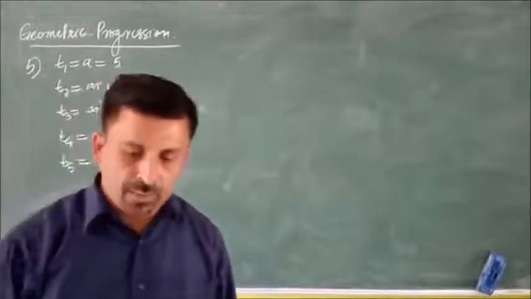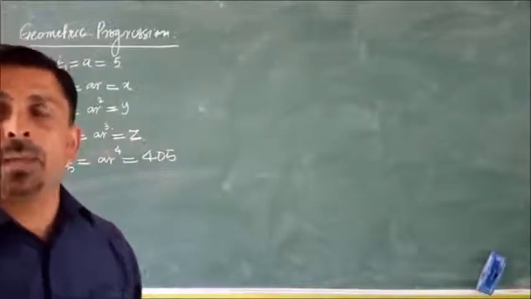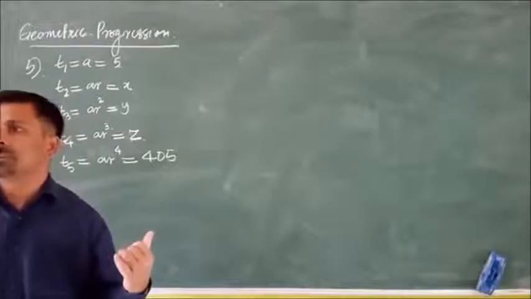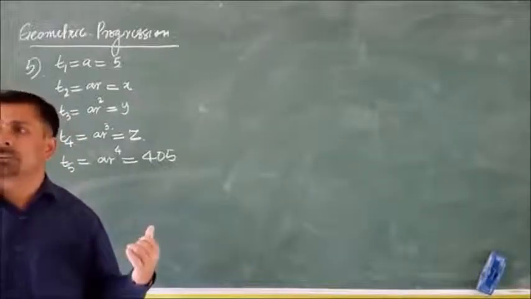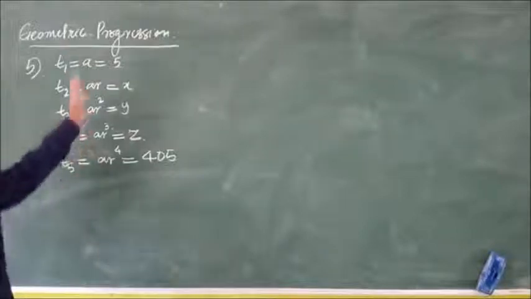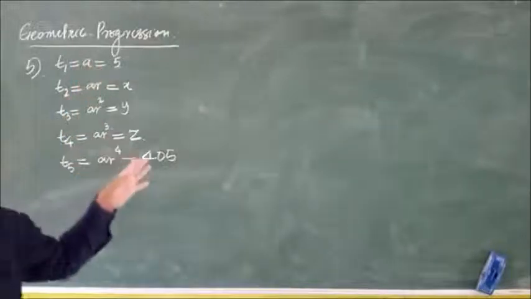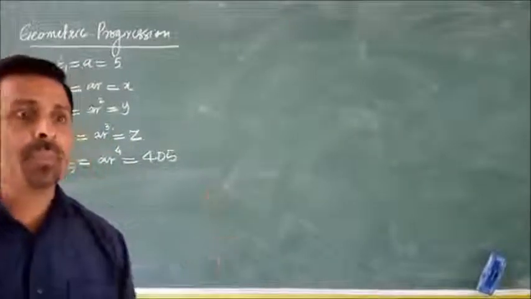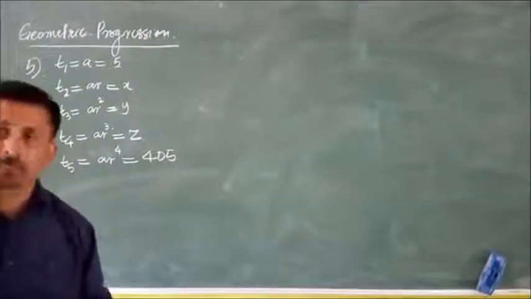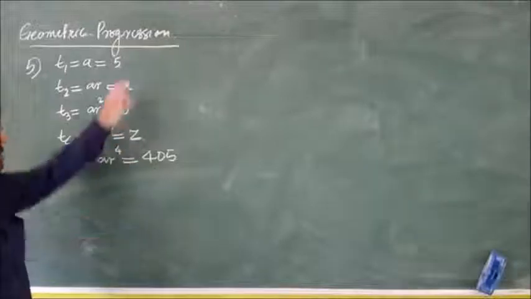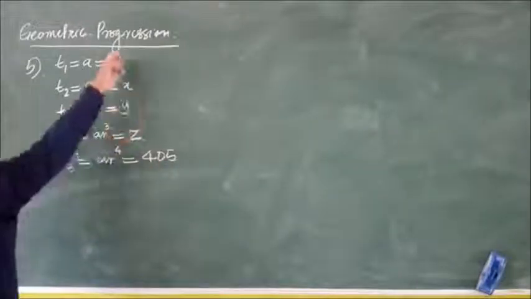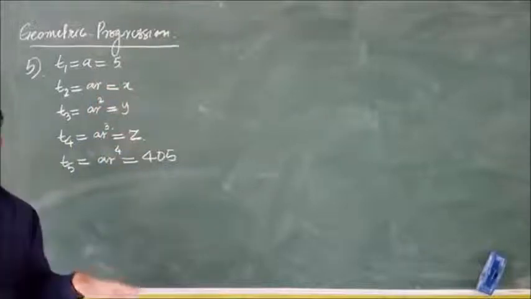Now we are going to start question number 5. Are you all here on the board? Yes, sir. Please sit straight. The question is, we have 5 terms of a GP. The terms given to you are 5, x, y, z, and 405. These 5 terms are in GP.